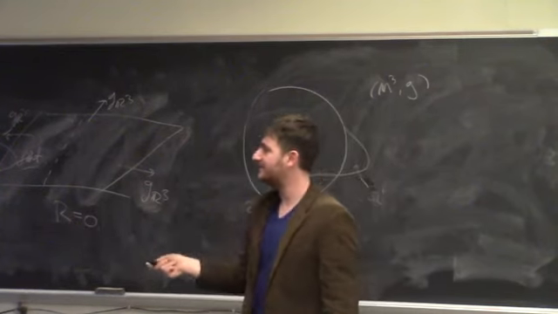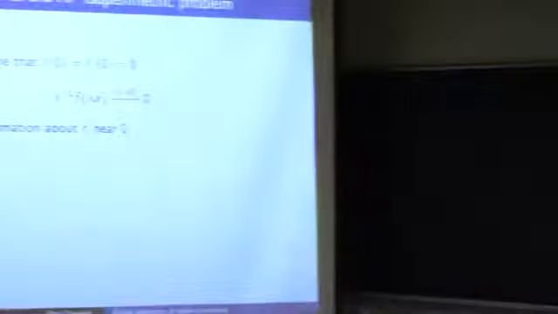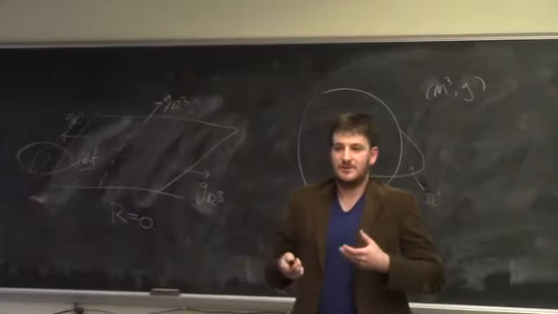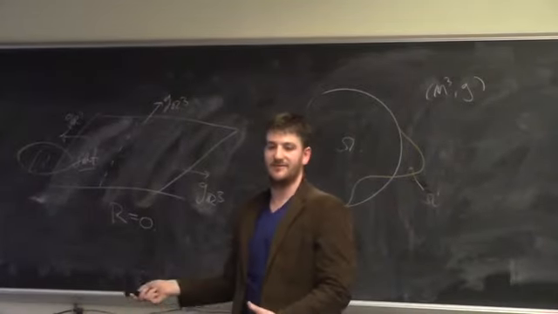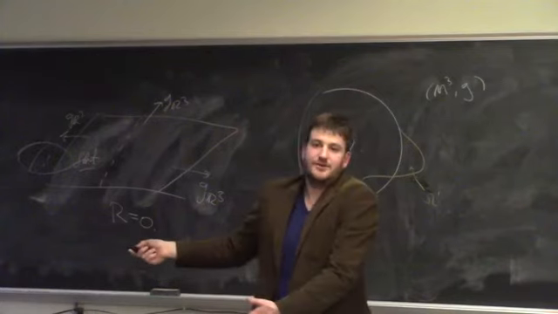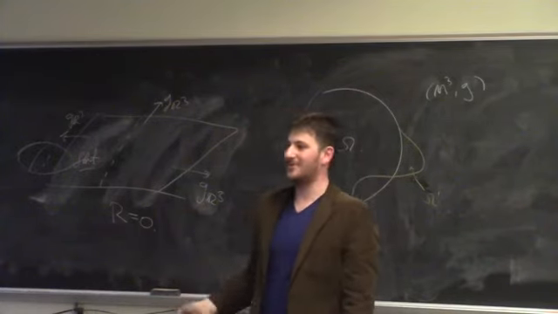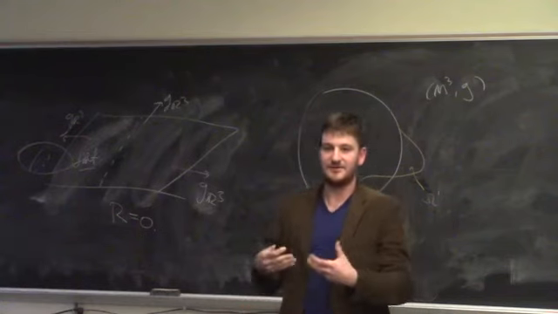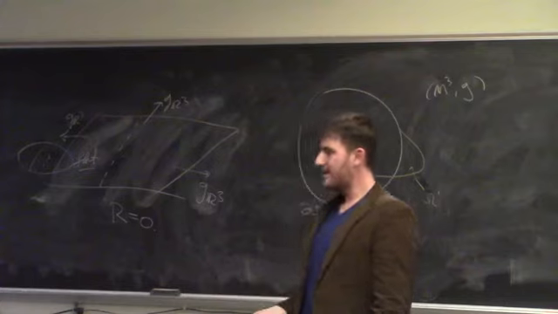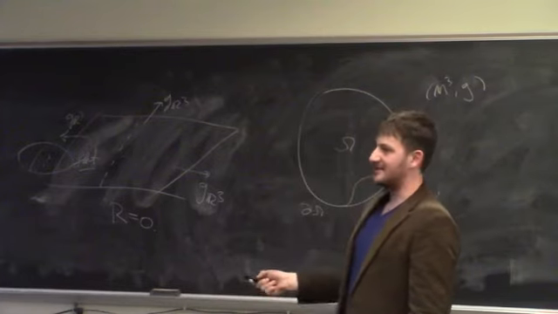Let me say this first. My analogy, maybe this is obvious by now, is the analogy between the two issues. You have a function whose value and derivative are 0, and you do this sort of rescaling. You get 0, and this tells you, as we know from our calculus class, that you understand the function near 0. Okay, maybe you need some derivatives, etc. But that's sort of like the small isoperimetric problem.